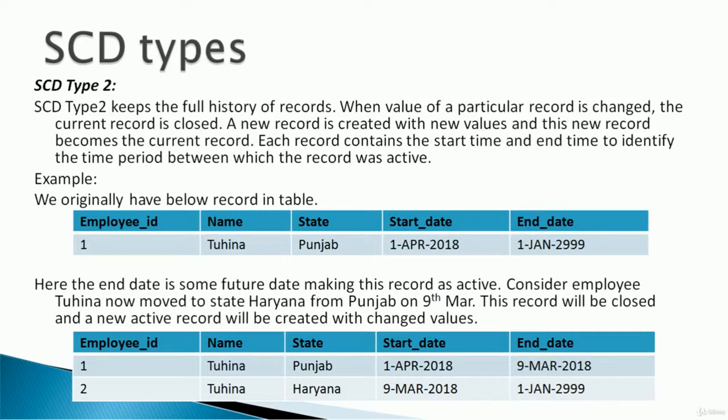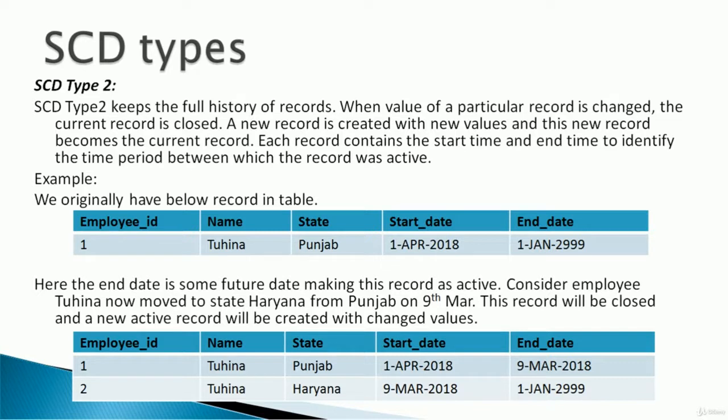So for the first record, wherein the employee ID is 1, name is Tuhina, state is Punjab, start date is 1st of April 2018, and end date would be the as of date now. So we are closing this record, or we are deactivating this record, by changing the end date to the as of date.